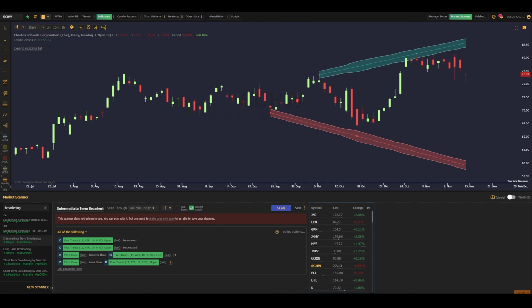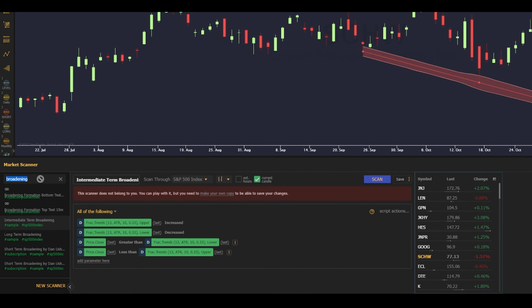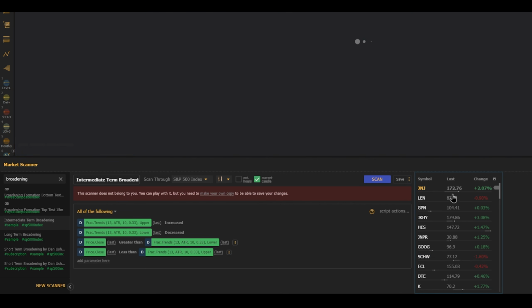There are many ways to easily find these opportunities within the TrendSpider platform, but the most efficient way is by utilizing the broadening range shared scans inside the TrendSpider market scanner. Inside the scanner, simply search the word broadening, and you can choose between several scans that utilize the fractal trend lines indicator to automatically find these broadening ranges for you.